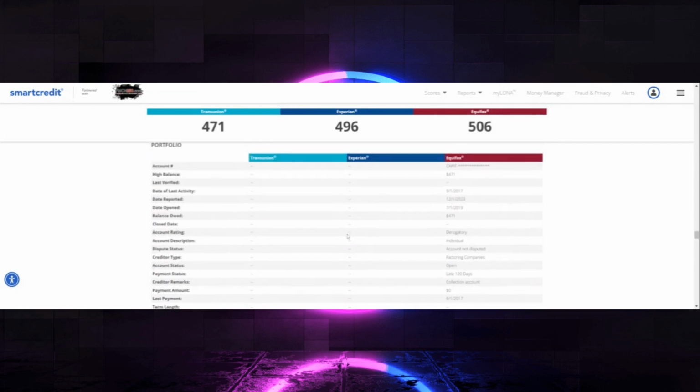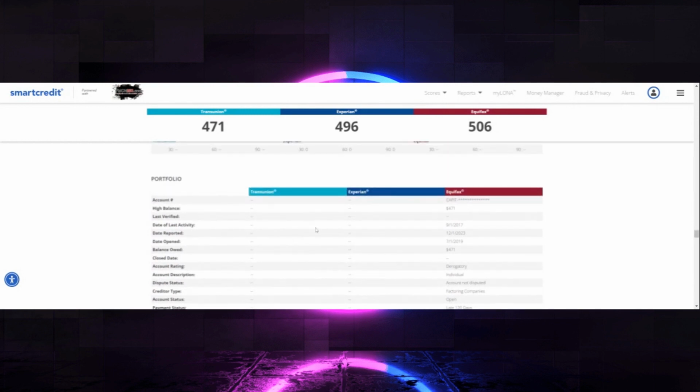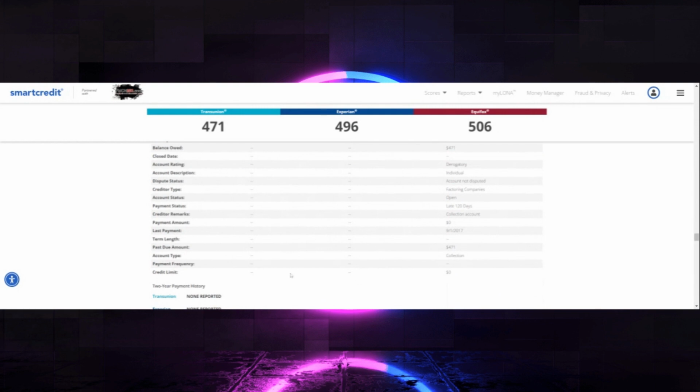Now, here, these are collection accounts, Portfolio. Some of you guys might be familiar with Portfolio. But if you take a look here, Portfolio has purchased the debt from the original creditor, which they did not mention. So we have no idea per Equifax who the original creditor is. That's a problem. That's a problem.